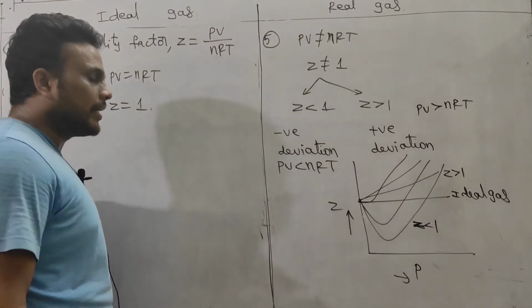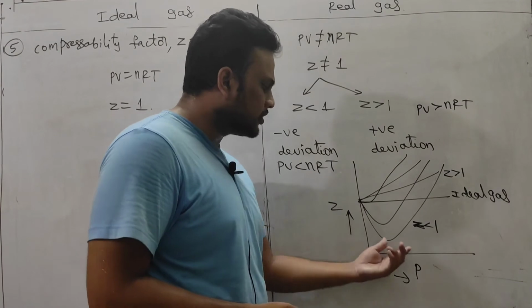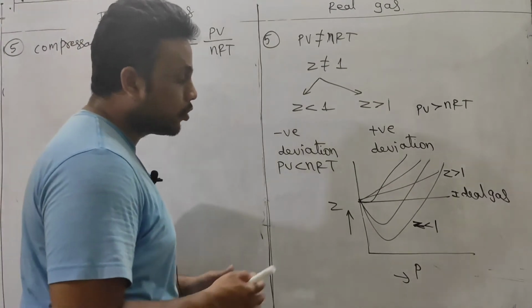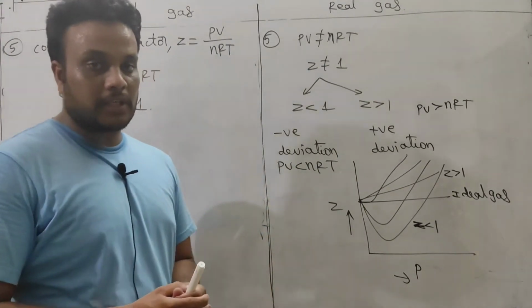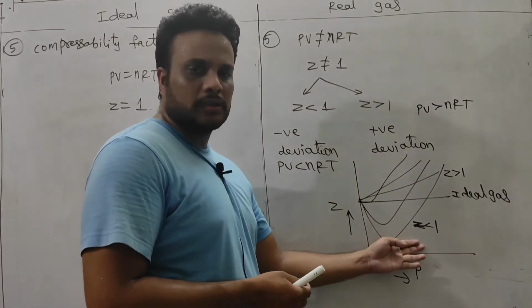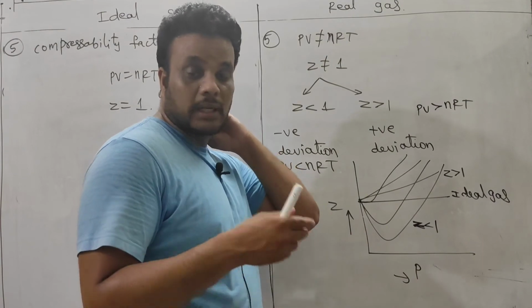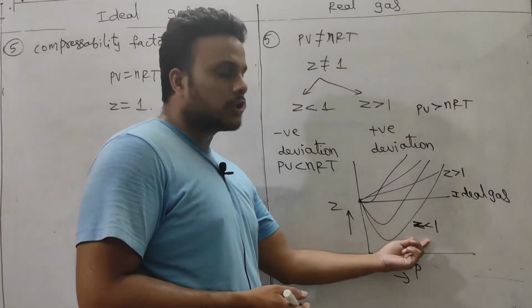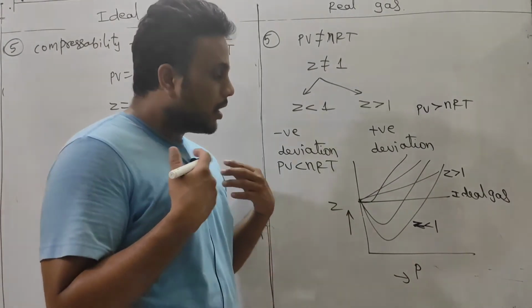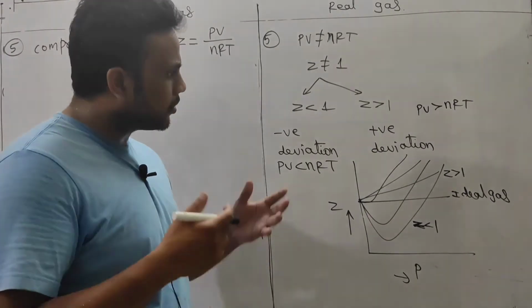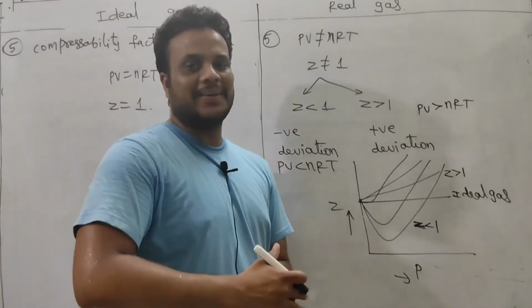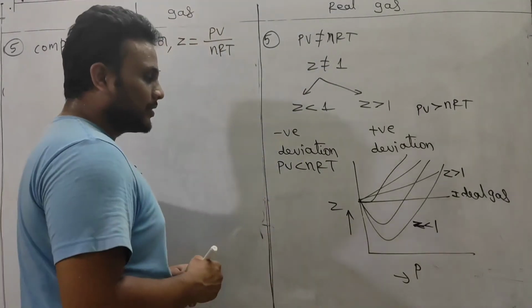So why does this deviation take place, sir? Simple. Negative deviation is due to attractive forces, positive deviation is due to repulsive forces, but no real gas shows continuous negative deviation. What is the reason for this? You see, in negative deviation, attractive forces are operative. In positive deviation, repulsive forces are operative. Operative in the sense that attractive forces dominate repulsive forces, or repulsive forces dominate attractive forces. So my question is, why don't real gases with negative deviation show continuous negative deviation?